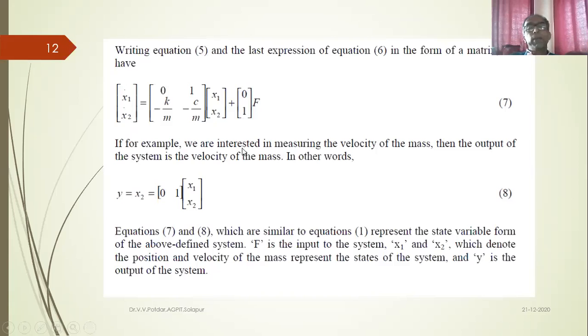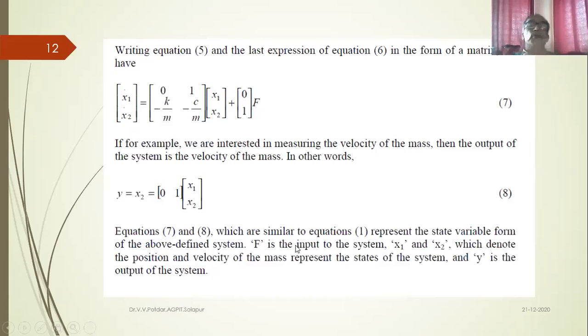If, for example, we are interested in measuring the velocity of the mass, then the output of the system is the velocity of the mass. In other words, y is equal to x2, which is the row matrix 0 1 into the column matrix x1 x2. Equations 7 and 8, which are similar to equations 1 and 2, represent the state variable form of the above defined system. Please refer to it frequently, read the books.